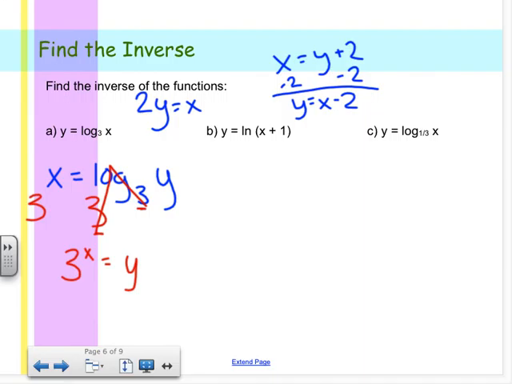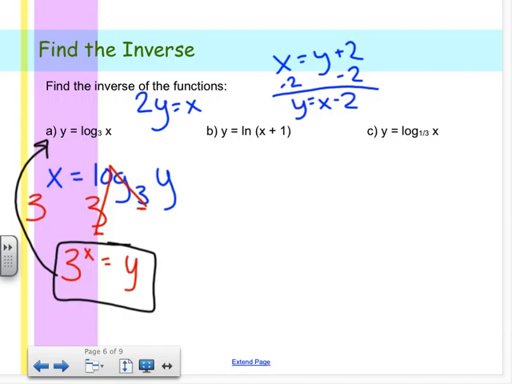Now, if you go into Desmos and graph both of these two things, you should see that they are mirror images of each other across the line y equals x. Those would be inverses of one another: this function and log base 3 of x.